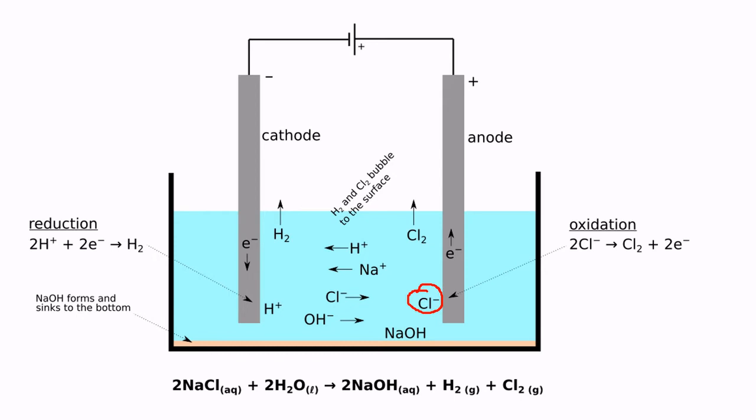And you can test for that gas using litmus paper. It gets bleached. It goes white, bleached by the chlorine.